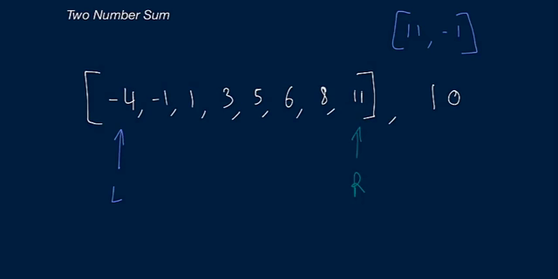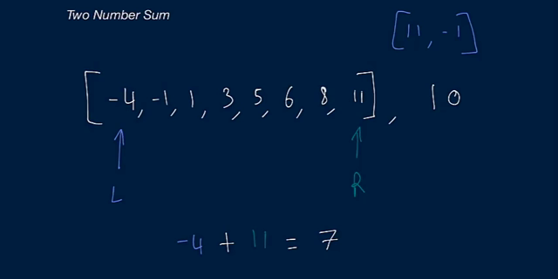And so what we can do is sum up the two numbers that L and R point to. So we have -4 plus 11. And once we have this sum, we can compare the sum to our number. So this sum is going to be 7. And so we can compare 7 to 10. Now, is 7 equal to 10? No, it's not. So this is not a valid sum, right? -4 and 11 are not a valid sum.